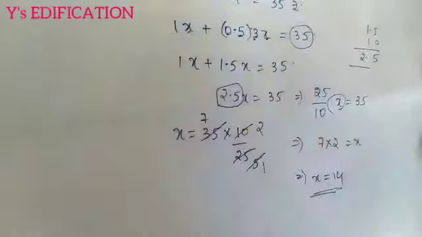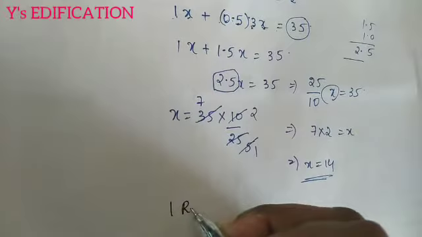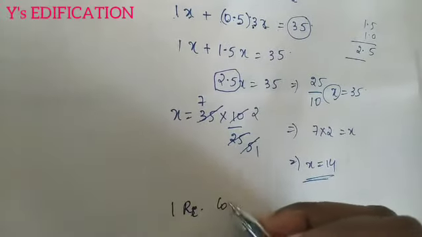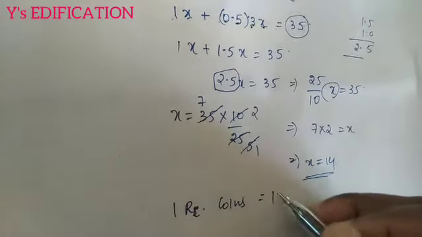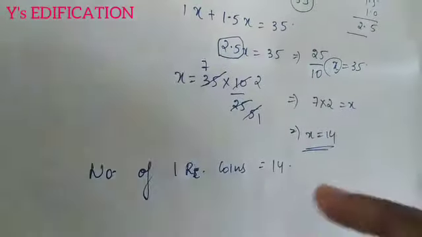So there are 14 1 rupee coins. So the number of 1 rupee coins is equal to 14.